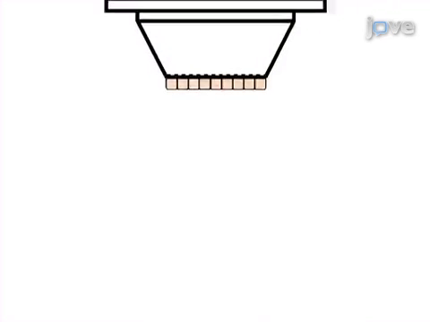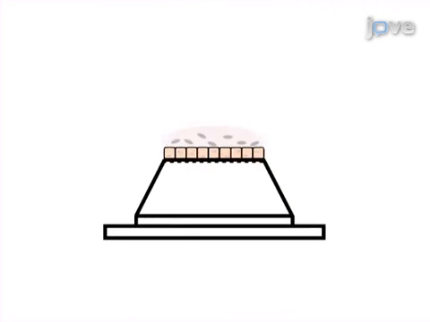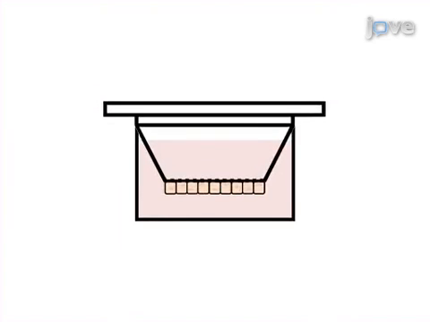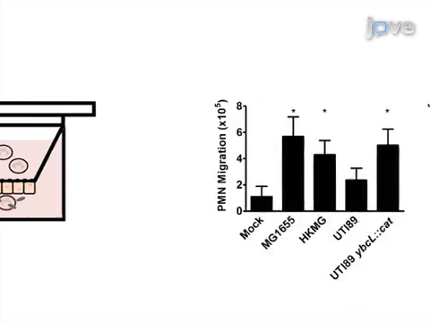The second step is to infect the bladder epithelial cells with various bacteria or apply chemoattractant molecules to the lower reservoir of the permeable supports. Next, neutrophils are isolated from venous blood and are applied to the upper reservoir of the permeable supports. The final step is to enumerate the number of neutrophils in the lower reservoir after 1 hour using a hemocytometer.